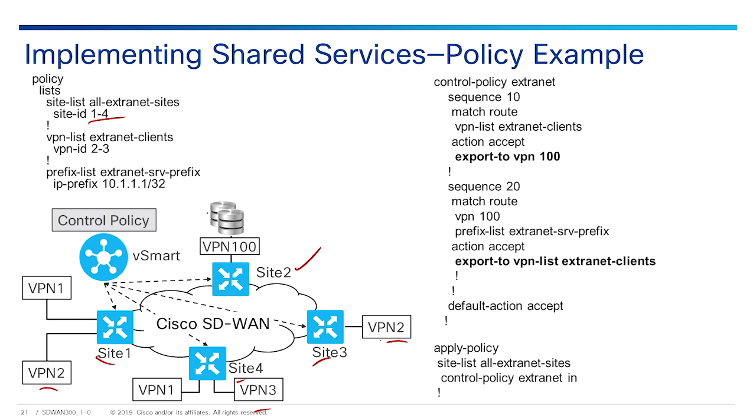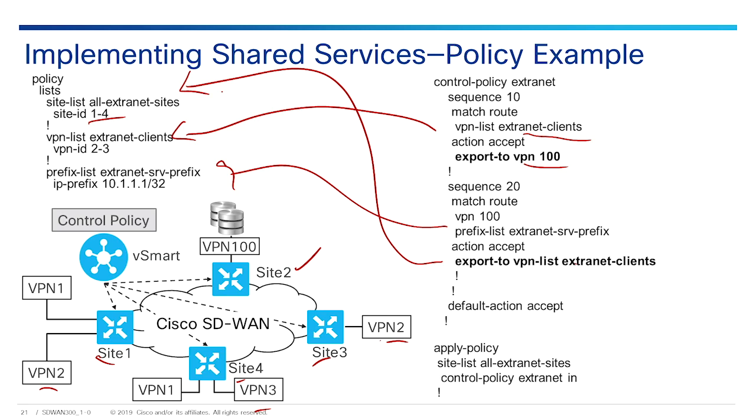Okay? So here's our policy. We're going to match the extranet clients. So this guy references there, and we're accepting them and we're saying that they can go to VPN 100. All right? And then we're saying also on VPN 100, the service prefix up here is accepted as well. And we can export that to extranet clients. So the goal here is this, and if you can see what's happening, all sites are going to get this prefix. So this prefix is going to be distributed out to everybody.